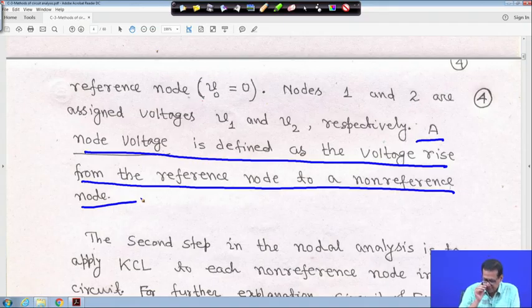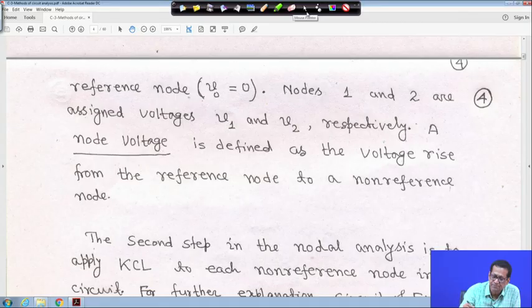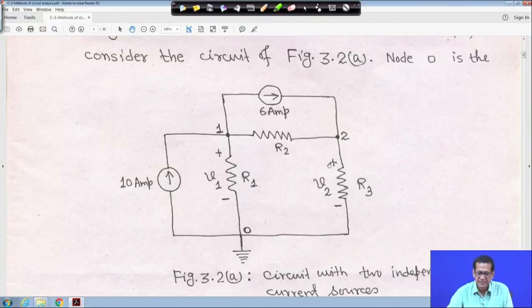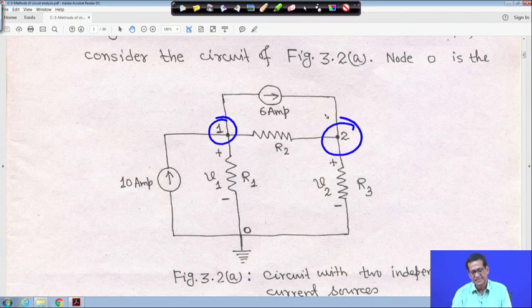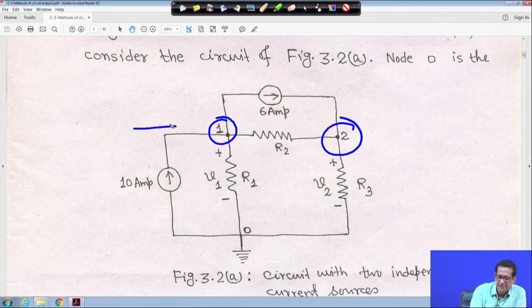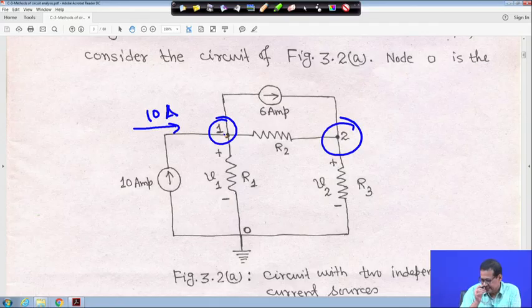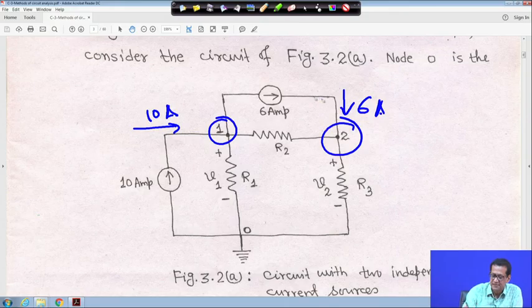Now, the second step in nodal analysis is to apply KCL to each non-reference node. That means at node 1 you have to apply KCL and at node 2 you have to apply KCL. So you have to mark some currents. Before moving to that, this 10 ampere current is a current source entering node 1. Similarly, that 6 ampere current is entering node 2.